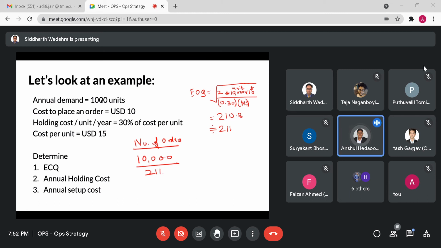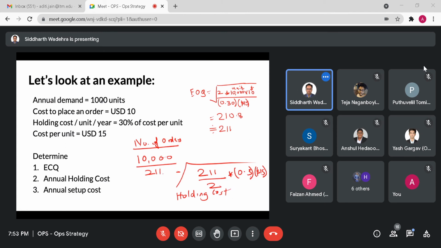Yes, sir, correct. I added one more zero, so that's a calculation error. Don't worry about the calculation so much. Yes, sir, 210.81. Correct. And the number of orders would be 10,000 divided by the ECQ, right? And what would be the holding cost? The annual holding cost is 211 divided by 2. That's the average inventory. Multiply that by 0.3, and multiply that by $15, the cost of the item, and that should give you the holding cost.